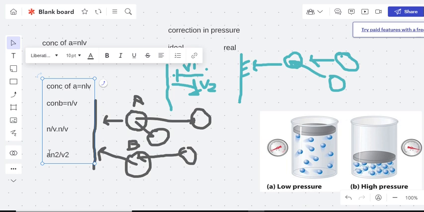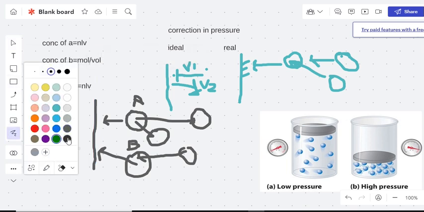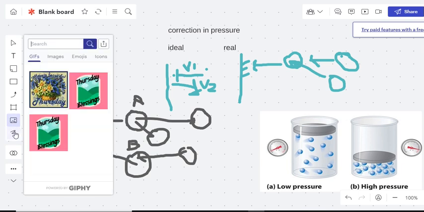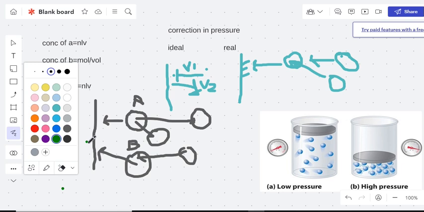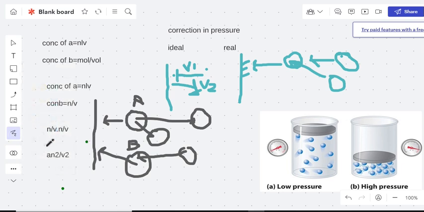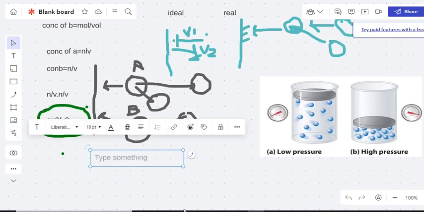So this is actually the corrected volume. I'm sorry, not volume, this is a slip of tongue. This is actually a corrected volume, and overall a term that we have to write here is something like this.